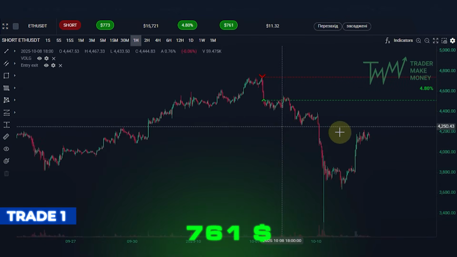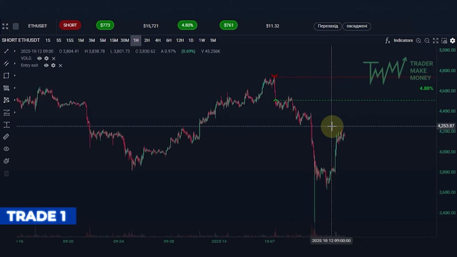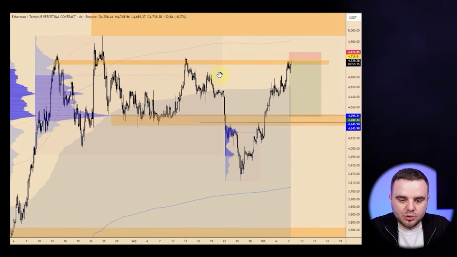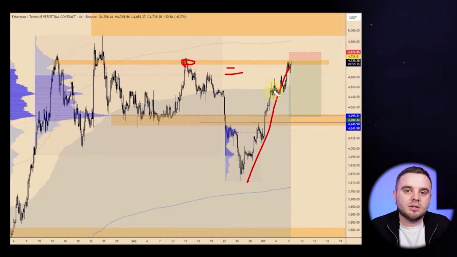What was the reason behind that? There were two reasons. First reason, price was, as you can see, above the value area high of this entire range, and price was really close to this swing high. Honestly, after significant movement without a pullback, it's definitely a resistance area.